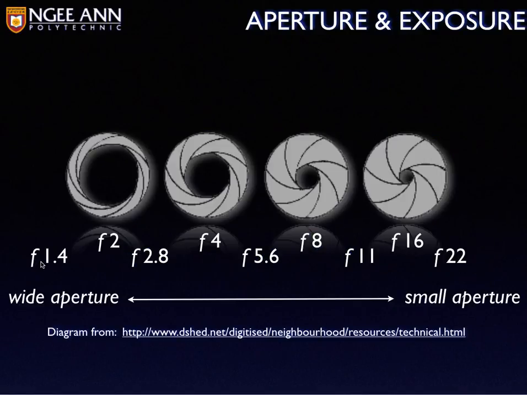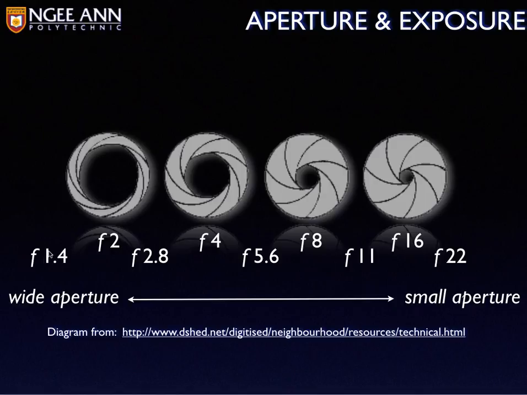Okay, so you have, for example, a wide aperture. The reading could be f1.4 or f2. You notice the hole is really large, and as it gets smaller, the number increases to f16 or f22, and you have very little hole. The easiest thing to remember is that the higher the number of the f-stop, the smaller the hole.